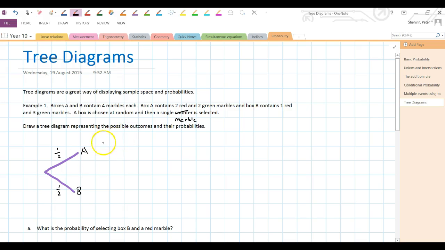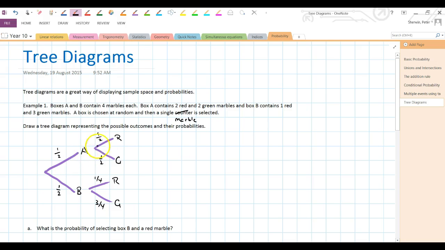And then we go, right, so after that, now we've got some more options. Once we've chosen, say, box A, what are my possible outcomes now? There's red and green marbles. So I've got 2 more branches here, which are red and green. And the probabilities of each, there's 2 red and 2 green, so again 1/2, 1/2. And then we go down to box B, and what's in box B? We've got 1 red and 3 green. So again the outcomes are red, green, but the probabilities in this case will be different. Red is only 1 out of 4, and green is 3 out of 4.